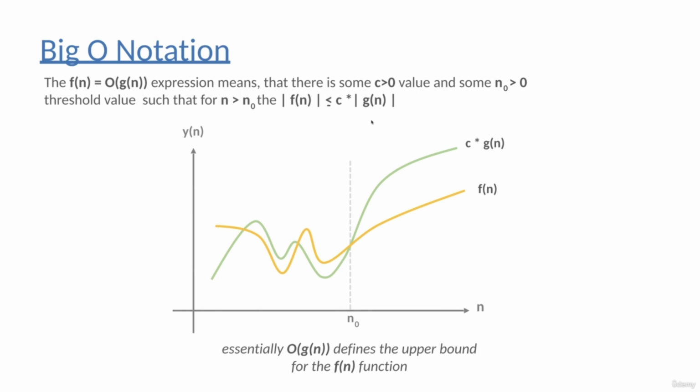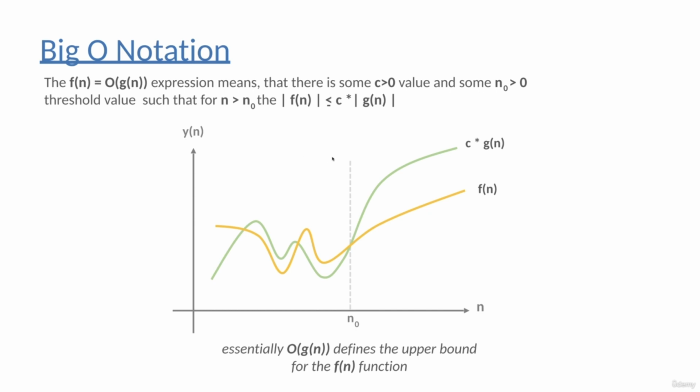So if we can find a c constant and the n0 threshold such that f of n is smaller than or equal to c multiplied by g of n, this is when we can say that f of n is equal to O of g of n. So essentially, O of g of n defines the upper bound for the f of n function. This is the upper bound because we know for certain that after the threshold, when n is larger than n0, the f of n function will be smaller than c times g of n.